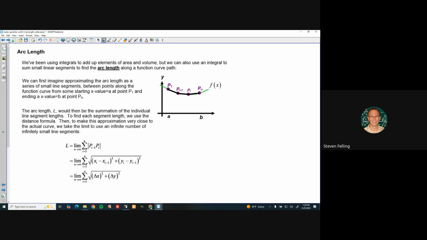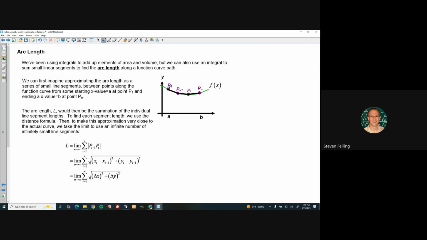First, let's talk about something called arc length. We've been using integrals so far to add up elements of area and volume, but we can also use an integral to sum up small linear segments to find the length along a function curve. Maybe this represents the flight of a bird, and you want to know the distance that the bird has flown. Let's derive this formula.